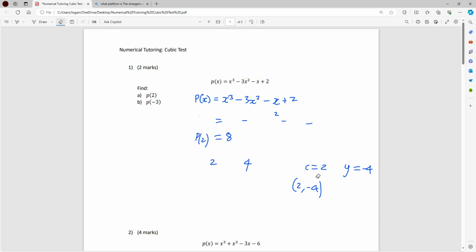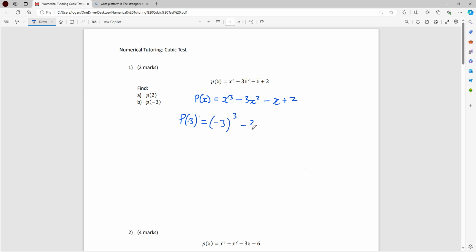So now we'll rub this out. Then we'll go P of negative 3, so substituting negative 3 wherever the x is: negative 3 cubed minus 3 times negative 3 squared minus negative 3 plus 2.